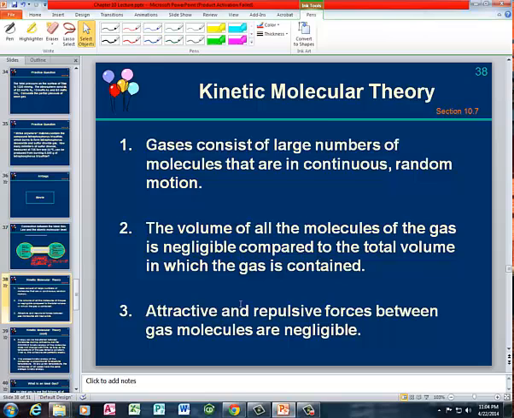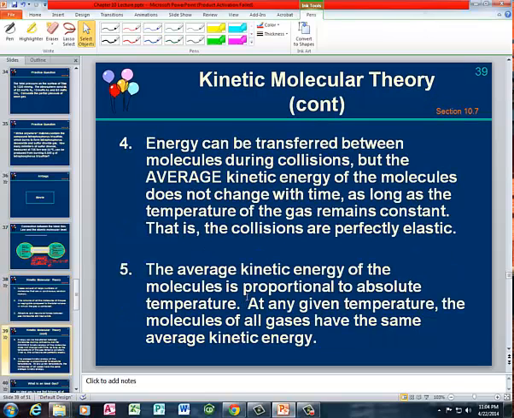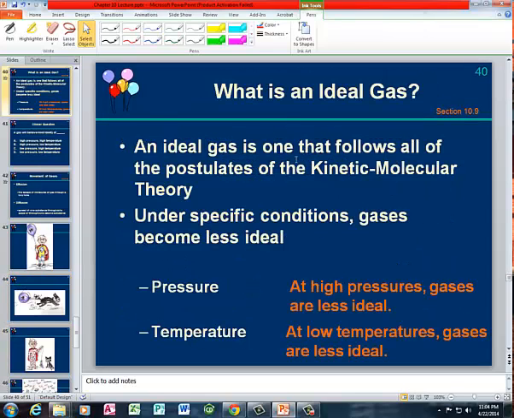So you can read over that in your notes. One more idea. Well, actually a couple of ideas. What is an ideal gas? An ideal gas is one that follows all of those postulates of the kinetic molecular theory. Under specific conditions, gases become less ideal. That is, they start disobeying the kinetic molecular theory of gases.